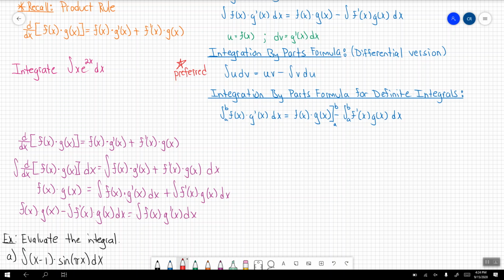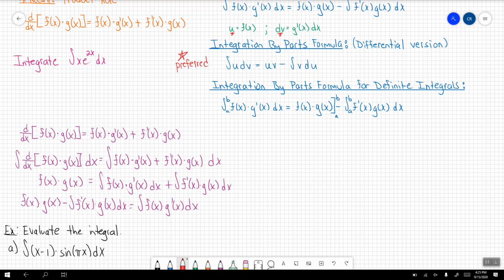So I want to identify what is my u and what is my dv. And notice, right up above, that's exactly what I did. I identified u and I identified dv. And as soon as we do that, the integration by parts formula turns into u times v minus the integral of v du. And you're going to hear me say that a lot. Anytime I'm working with integration by parts, I need u times v minus the integral of v du.